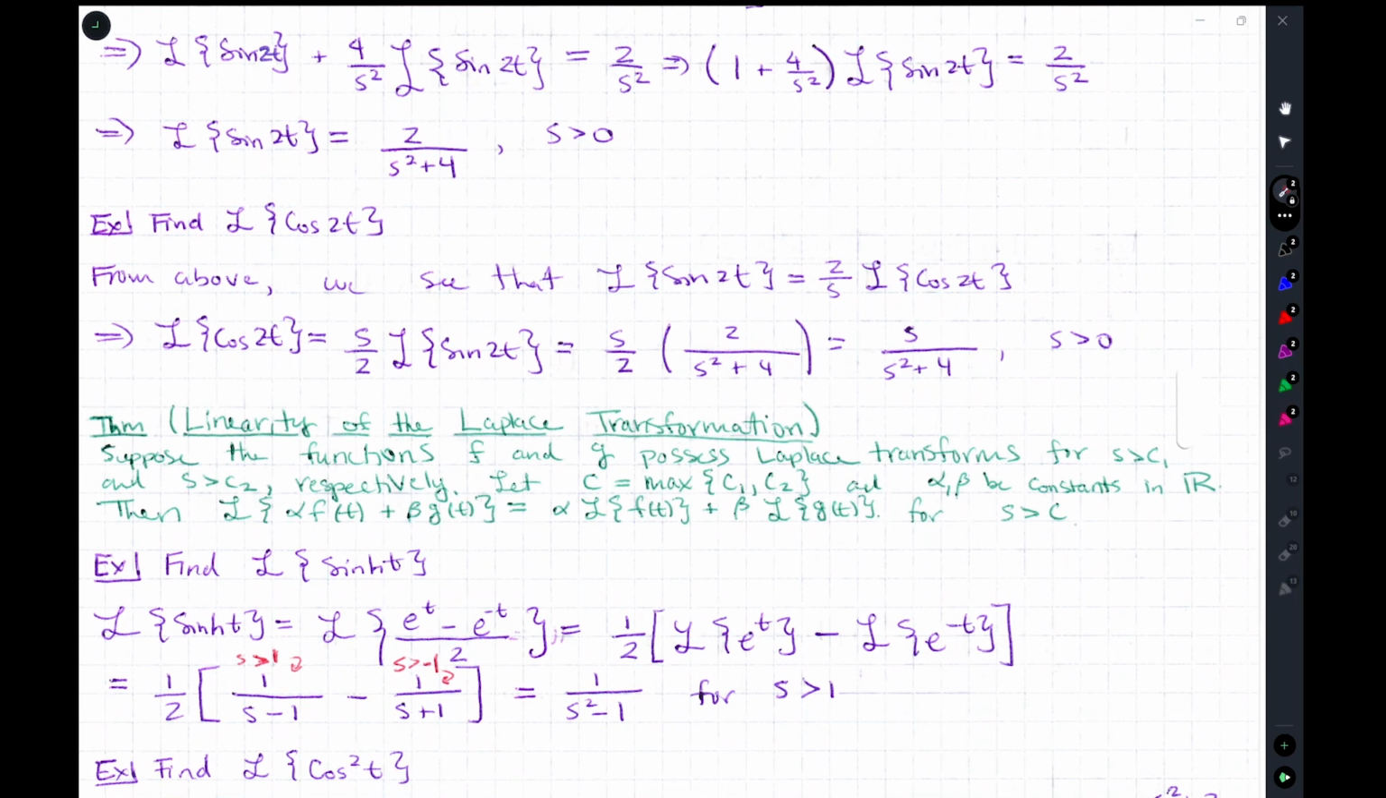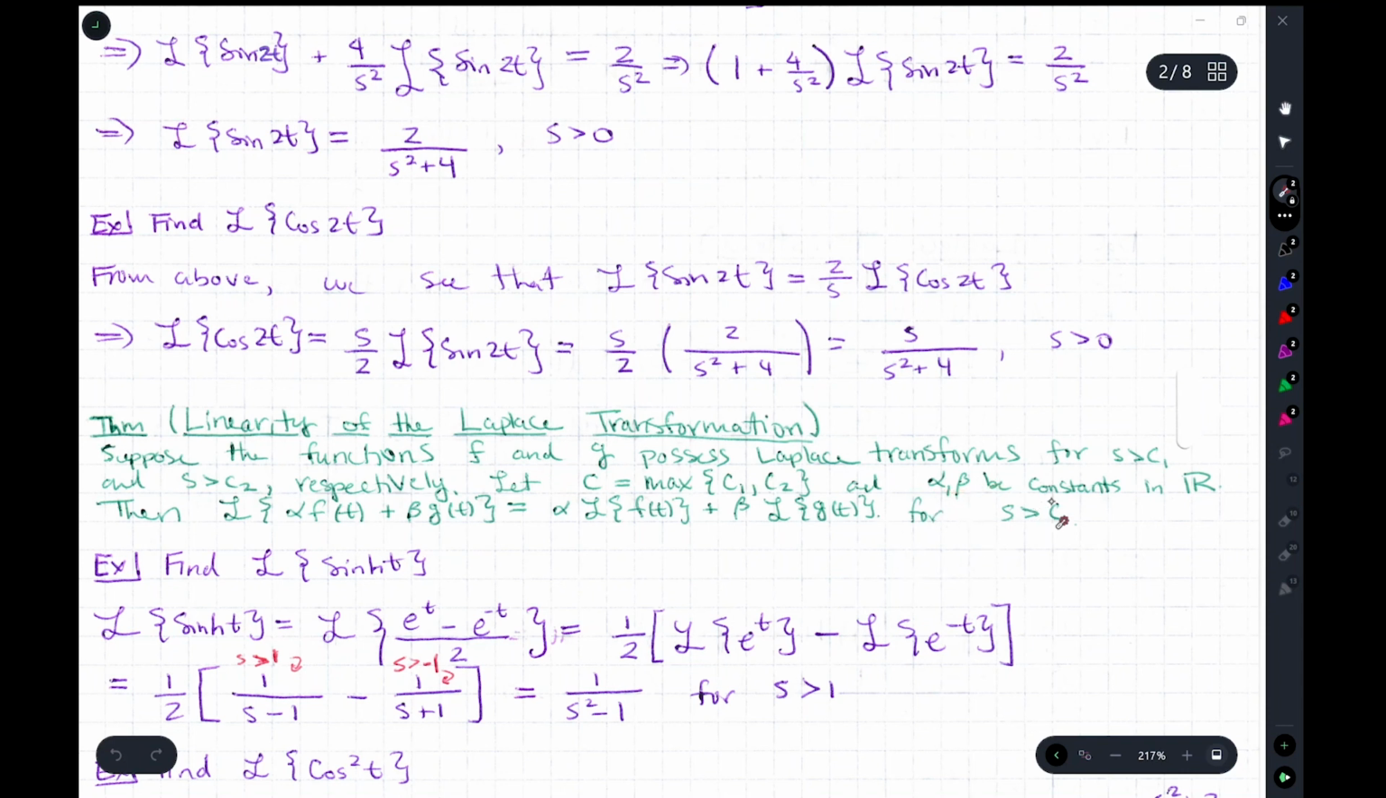So an important theorem here is the linearity of the Laplace transform. Laplace transformations are linear. Okay, and what does that mean? More formally, suppose the functions f and g possess Laplace transforms for s strictly greater than c1 and s strictly greater than c2 respectively. So for f it's this, and for g it's this. And we're going to take the max of c1 or c2. Whichever one is the maximum, we're going to call that c.